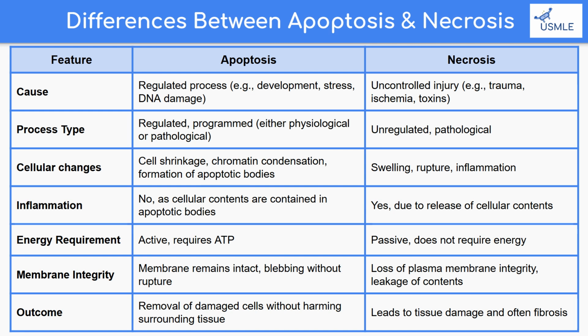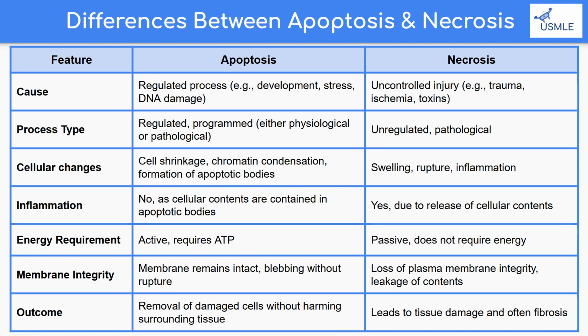Notice the cause of each of these mechanisms. Apoptosis is a regulated process, whereas necrosis is uncontrolled. Apoptosis is either physiological or pathological and programmed, whereas necrosis is mostly pathological. The cellular changes within apoptosis are called cellular shrinkage, chromatin condensation, and formation of apoptotic bodies, whereas necrosis is characterized by swelling, rupture, and inflammation. Apoptosis involves no inflammation as compared to necrosis, which is an inflammatory response.